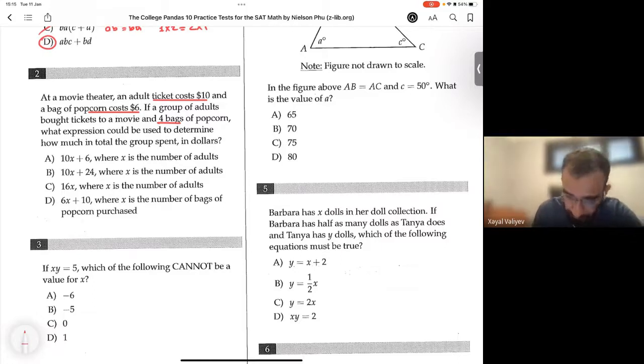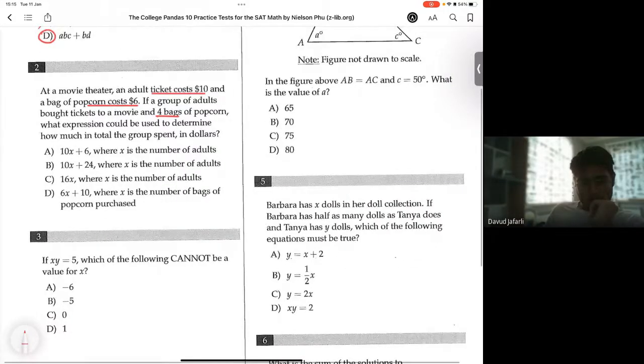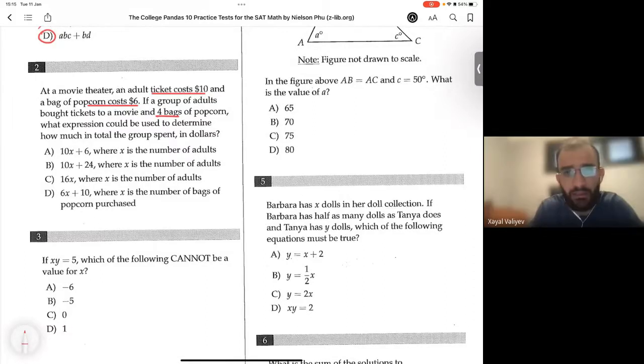That's easy. B. The answer is going to be B, 10x plus 24. Yes, it's going to be B. That is the correct answer.